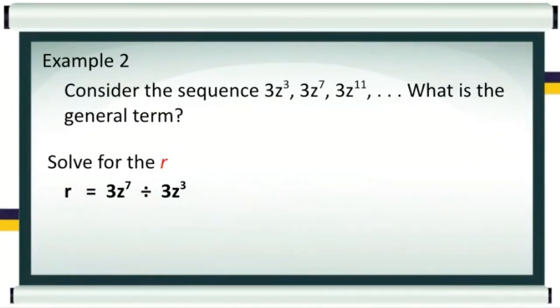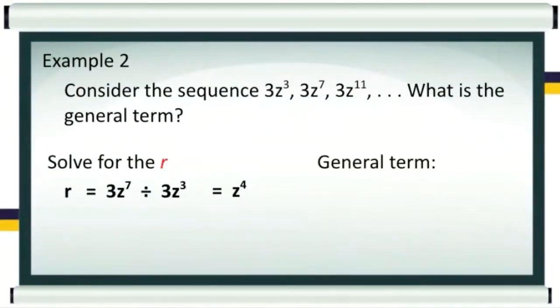What will be the answer? So we will divide both numbers, the numerical coefficient, 3 and 3. So the answer will be 1. And z7 and z3, what are we going to do again? If it is division, we subtract. So 7 minus 3. So your answer will be z to the power of 4. And that is your common ratio. Okay?